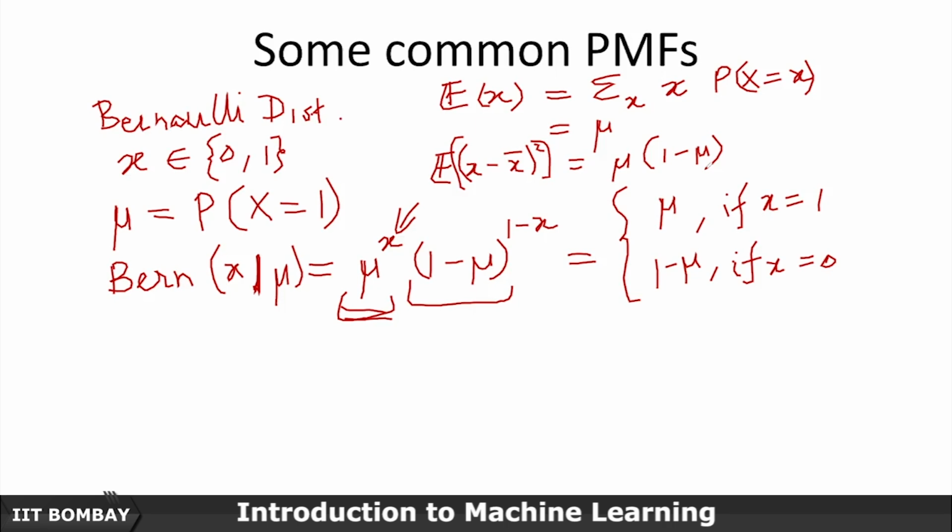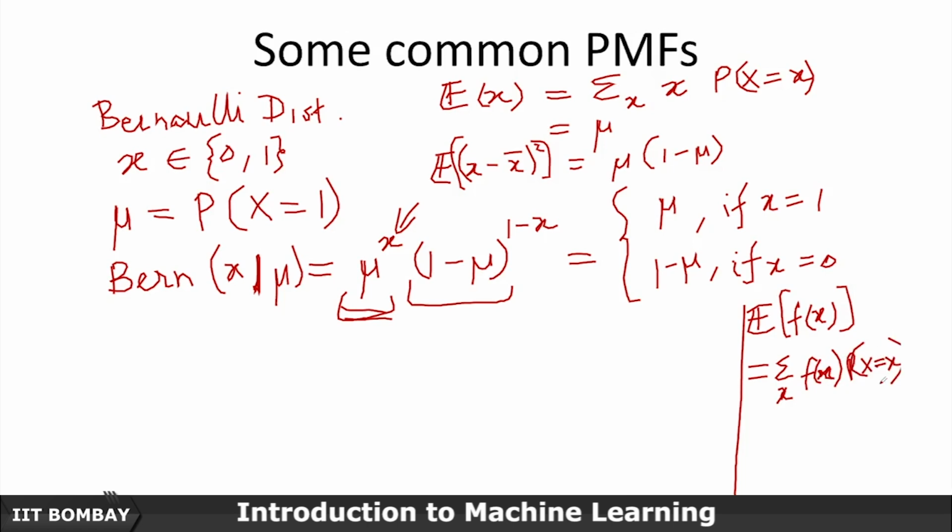So, keep in mind that if you want to evaluate the expected value of any function, so if you have expected value of f of x, that is nothing but the sum over all values of x, f of x times p of x is equal to small x. So, this can be used to compute the variance, this can be used to compute the mean, etc.